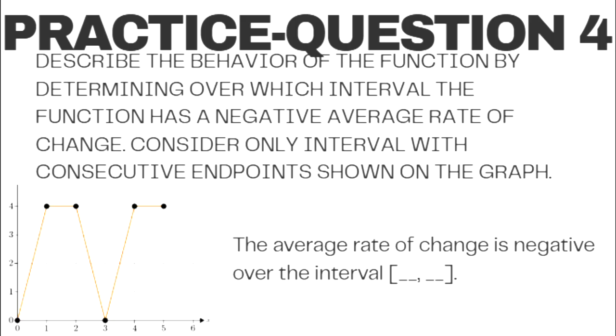Okay, practice question number 4. Describe the behavior of the function by determining over which interval the function has a negative average rate of change. Consider only intervals with consecutive endpoints shown on the graph. Pause it, figure it out, come back. The only interval that has a negative rate of change, trending downward, is from 2 to 3. So the answer is 2 and 3.